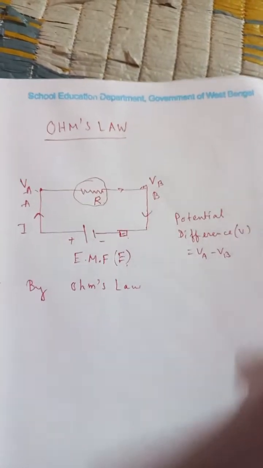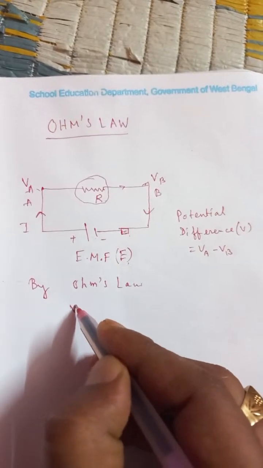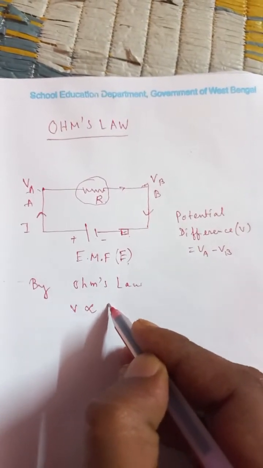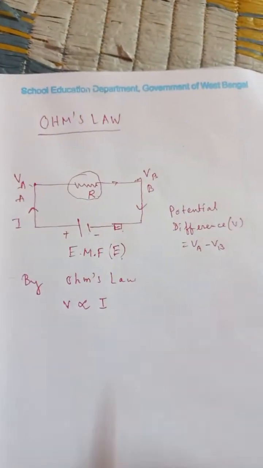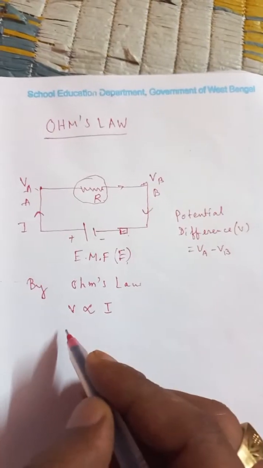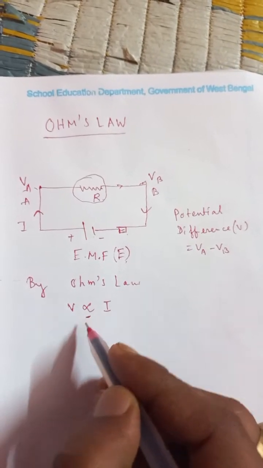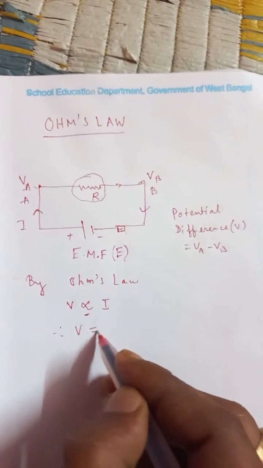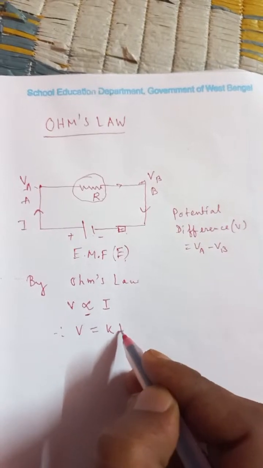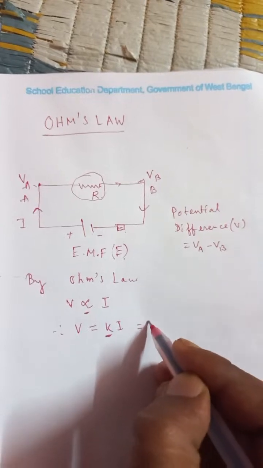So now by Ohm's law we have E is directly proportional to the current in the circuit. So here, if we wish to replace this proportional relation with a constant, then we will have E is equal to K i. So this proportional constant is written in this way, R i.